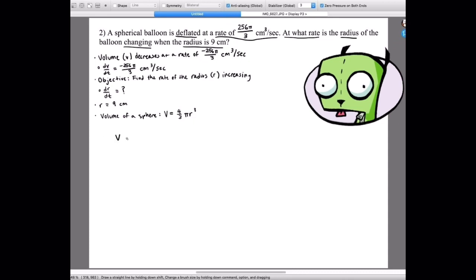To begin the problem, let's rewrite the volume of the sphere, and then d over dt of the equation.